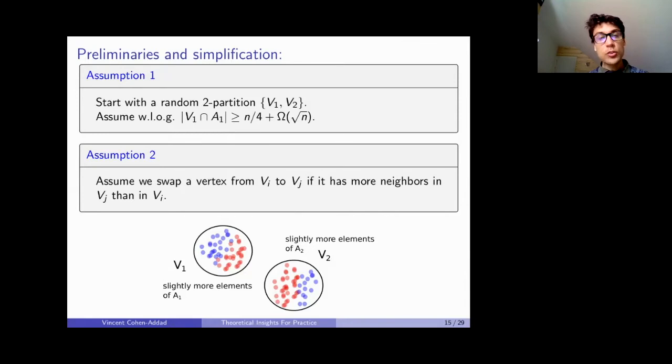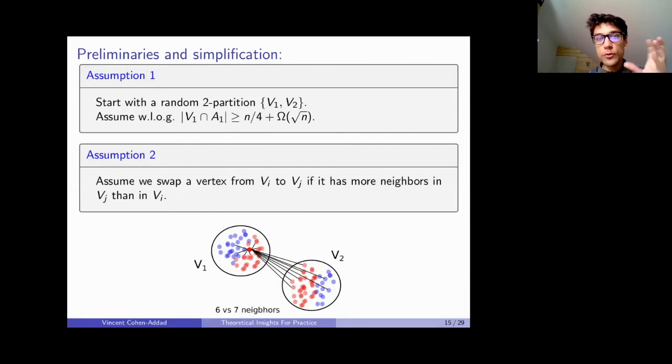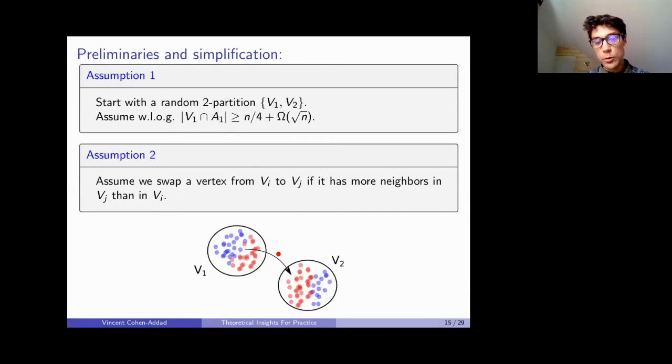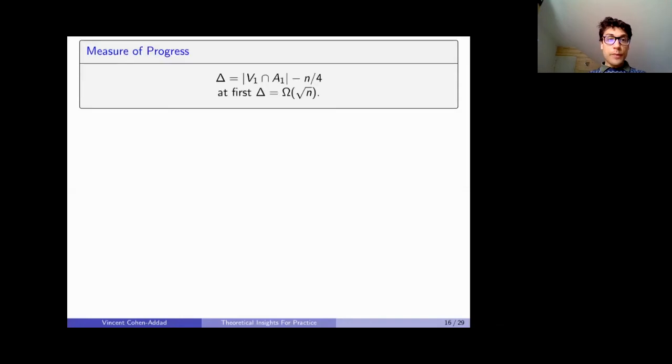So it's not quite the modularity. It's just the number of neighbors. We can handle the modularity, but this is just for simplicity for the talk. So this is just looking at the number of neighbors instead of the value of the modularity. So right, if you have a vertex here that has like 7 neighbors in V2 and 6 in V1, then you will move it. I mean, you will pick among some of them that want to change, you'll pick one, and then you move it. Okay, so this is the algorithm.